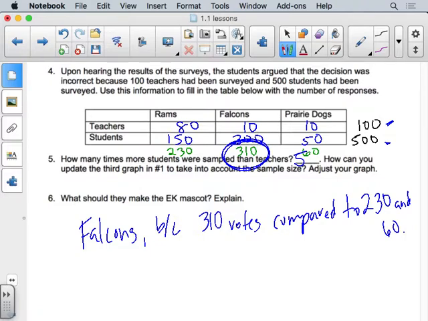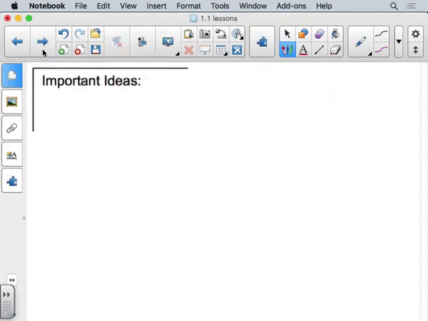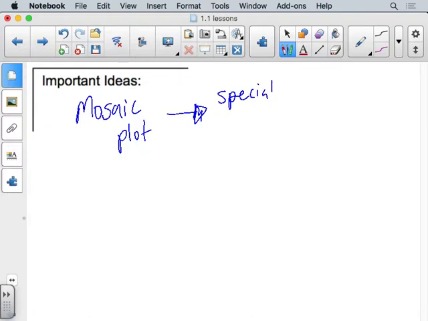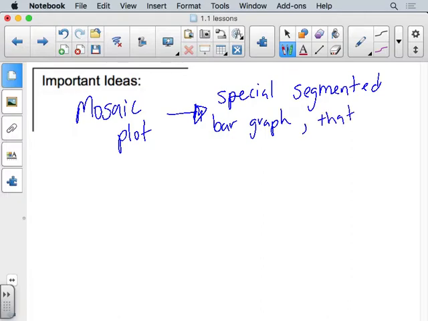Alright, so that was actually the main thing from this little second unit. So it's all that same stuff, categorical, quantitative, but introducing a mosaic plot. So if I was to say, like our important idea on the back side, what is a mosaic plot? It's just a special segmented bar graph, bar chart, whatever, that takes into account the size of your group.